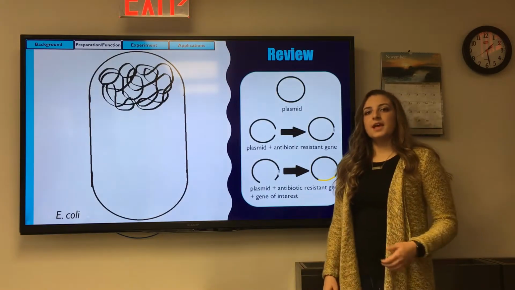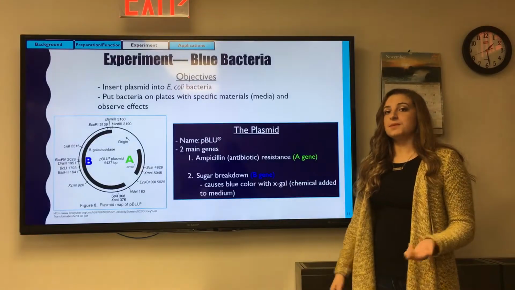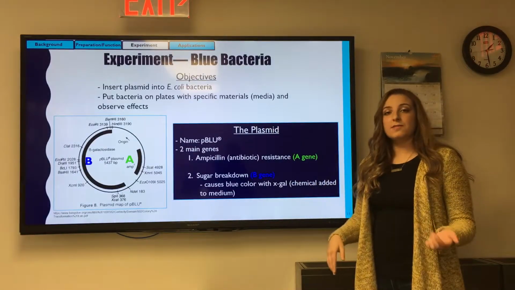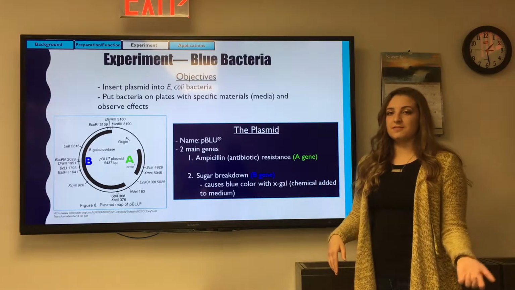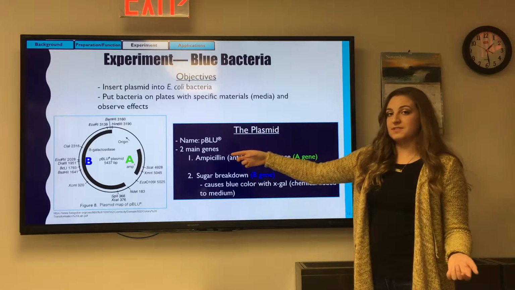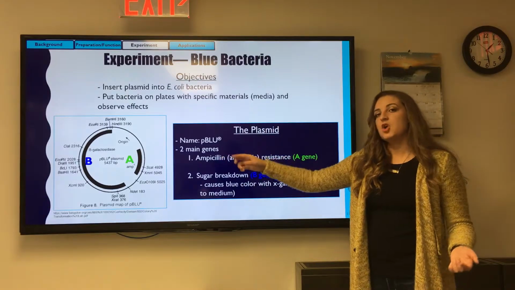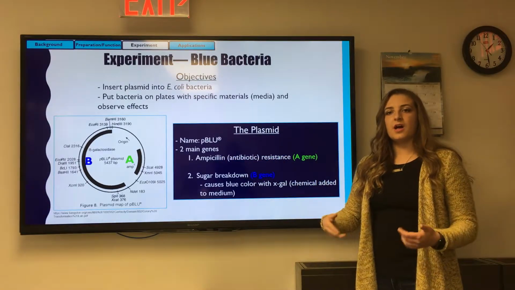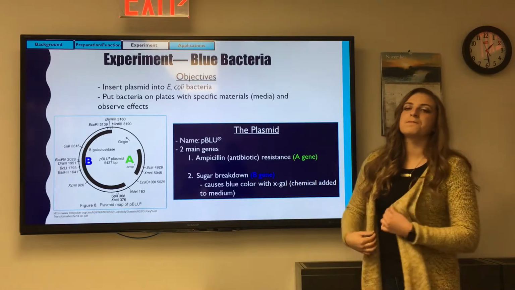One experiment can be that the plasmids can be placed into E. coli cells, and then they can be grown on different plates containing different material, and the results observed. Two genes are present, an A gene with ampicillin resistance, and a B gene which causes sugar to be broken down in the colonies to exhibit a blue color.